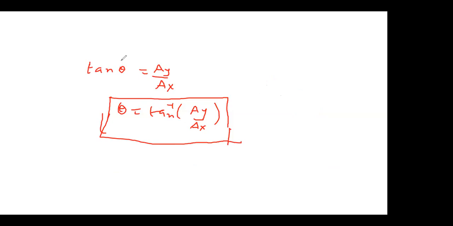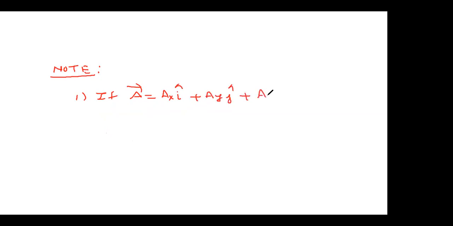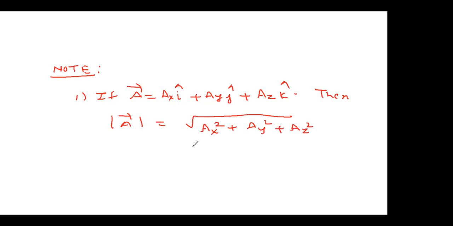Right, note. If A bar equals ax i cap plus ay j cap plus az k cap, then magnitude of A bar is root of ax square plus ay square plus az square.